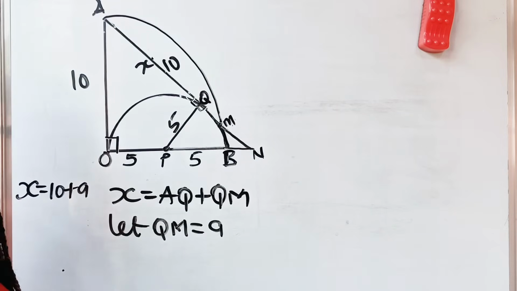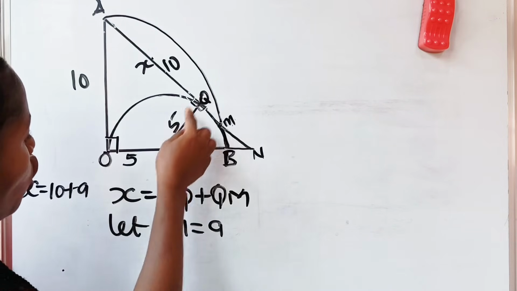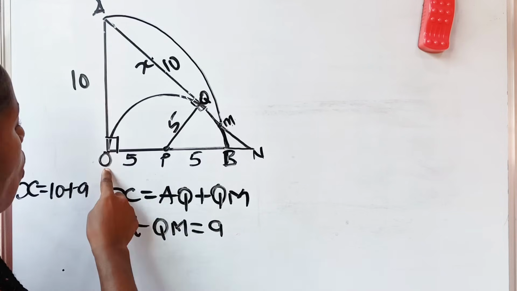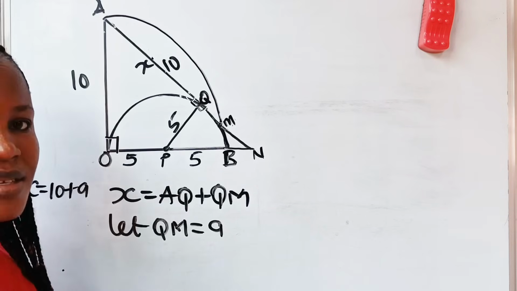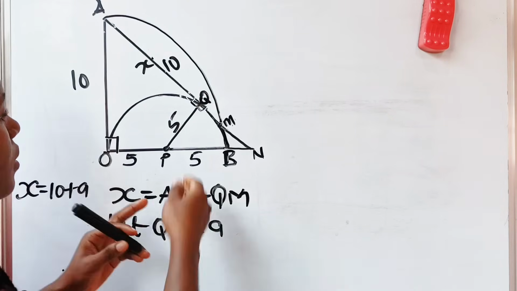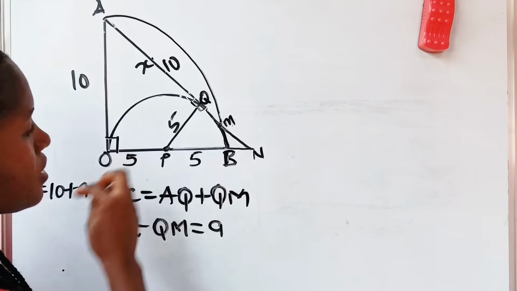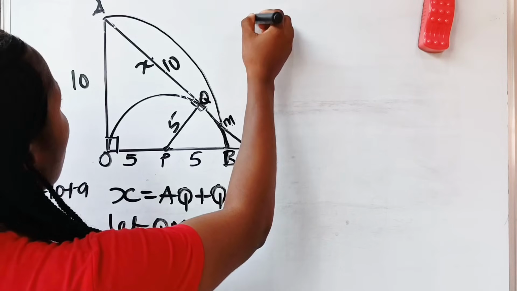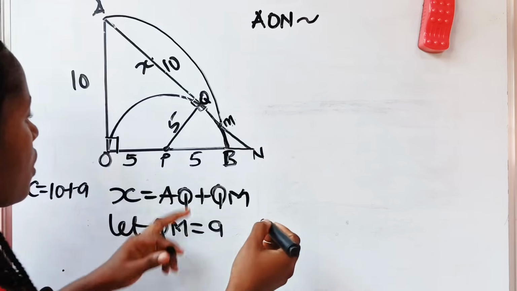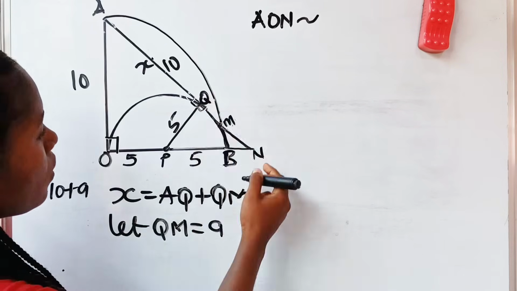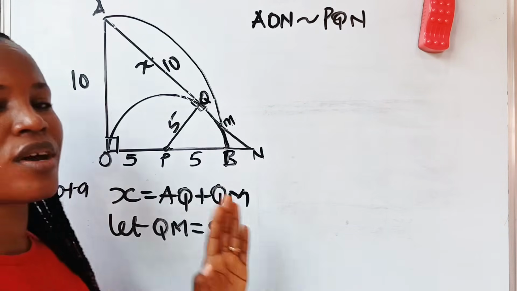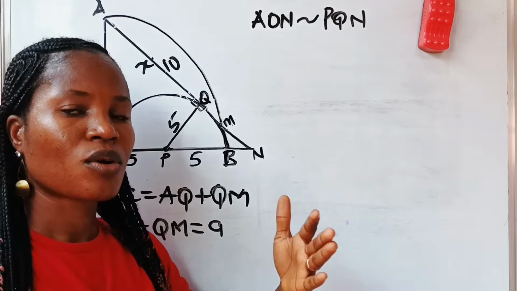Now, do we have such a thing here? Yes. Notice that QPN, this place is 90 degrees. And AON, this place is another 90 degrees. So it means that this line and this line are parallel. They are parallel and they share a common angle, which is angle N. So triangle AON is similar to triangle PQN. They are similar triangles.